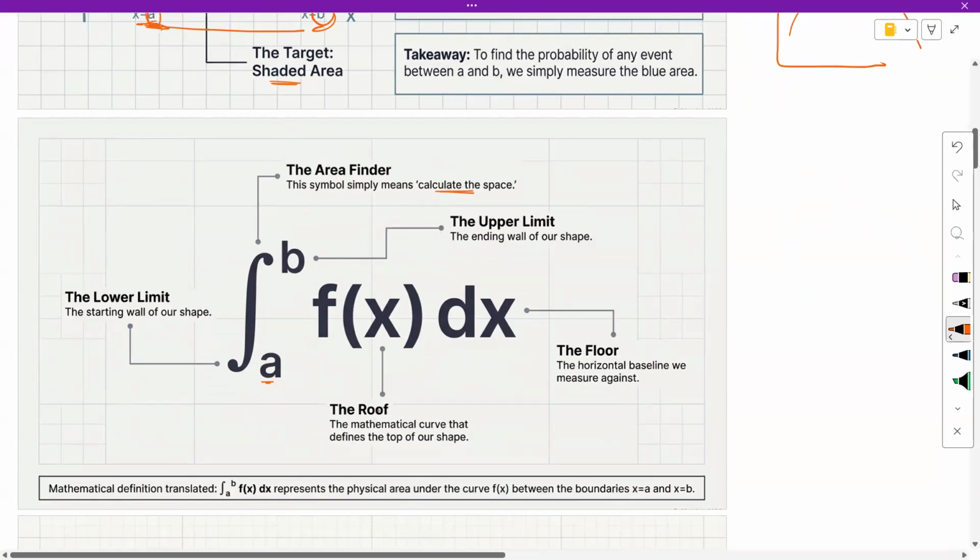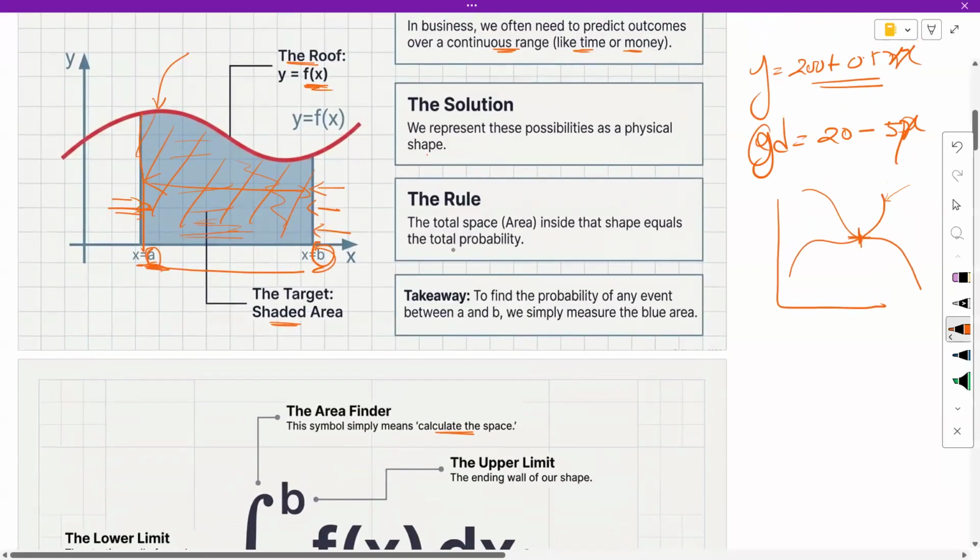And you see f(x) is the roof, the mathematical curve that defines the top of our shape. And here is the floor, the horizontal baseline we measure against. This is the integration function, and this is the floor, dx. We call it dx. This is A, the lower limit, this is B, the upper limit, this is the top. So we have defined the area.